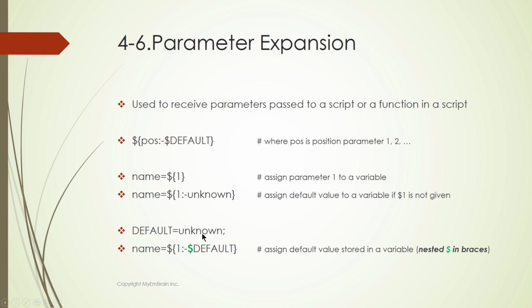Here, the string unknown is assigned to a variable called default. Then that default variable is used here to retrieve the unknown string stored in it. I am doing this to show that here we can have a nested dollar inside the brace to retrieve the content of the variable. In other words, the default string to be used when the parameter is not given could be a direct text like this or could be indirectly via a variable. The point here is to show the dollar sign could be nested inside the brace like this.